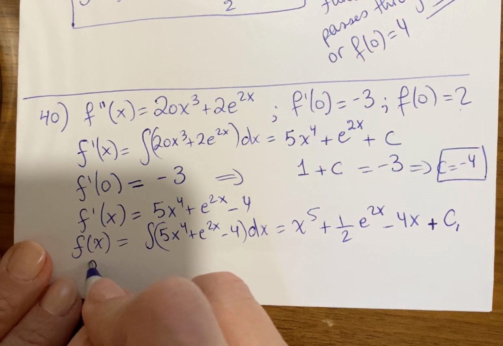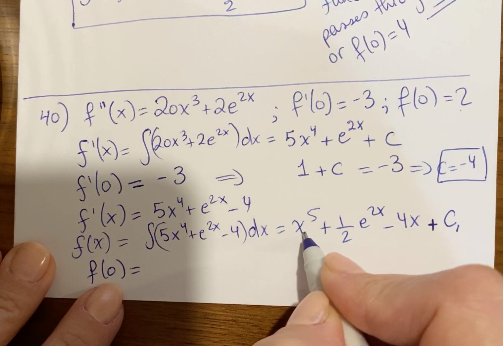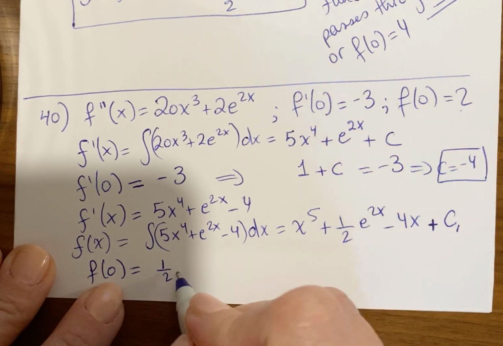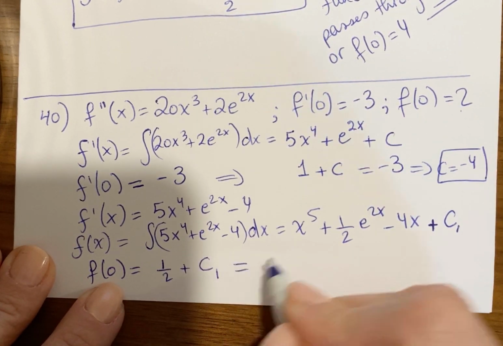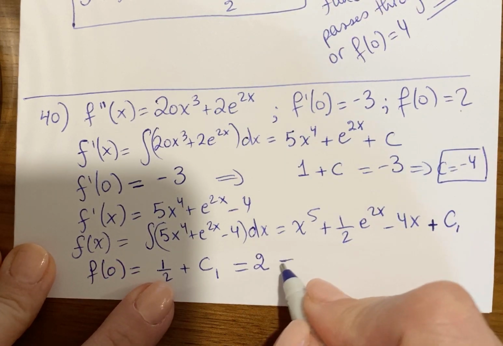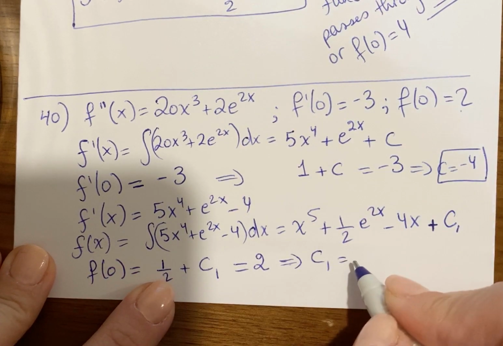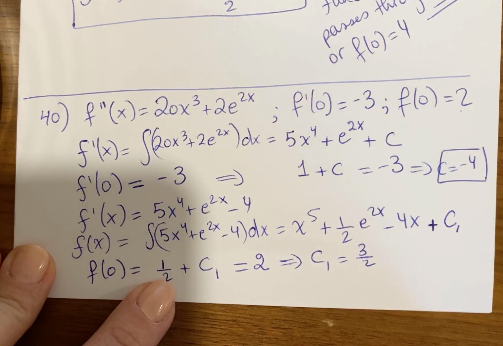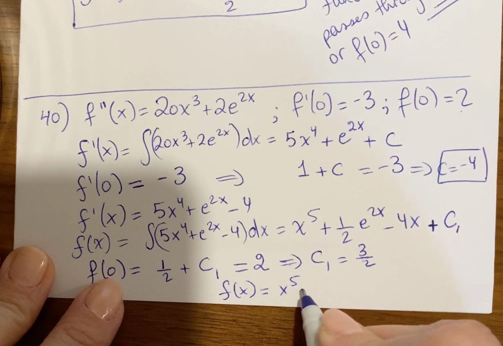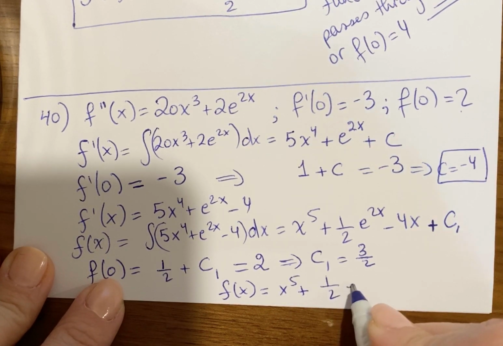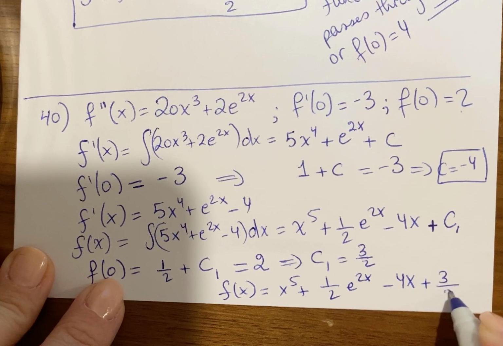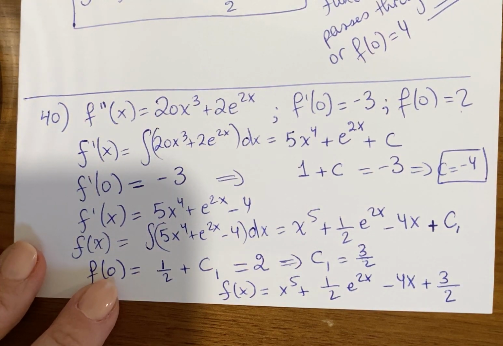F of 0 is equal to 0 plus half times e^0, half, minus 4 times 0, 0, plus c1, which should be equal to how much according to what they said? It should be equal to 2. So this means that c1 is 2 minus half, which is 3 over 2. That's why the function that we were searching for was x^5 plus half e^(2x) minus 4x plus c1, which is 3 over 2.